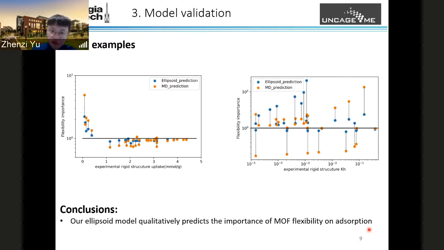However, in terms of the quantitative prediction, sometimes there's a little bit of deviation between the two methods. The figure on the right is the same case for the dilute cases, and we can also get a similar conclusion. So overall, the conclusion is that our model can qualitatively predict the importance of MOF flexibility on adsorption.